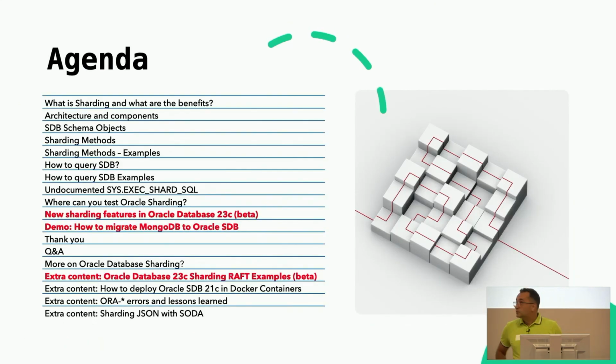Now, what's the agenda for today? Very quickly, we're going to talk about what sharding is in general, what the architecture is, what the sharding database schema objects are, what the basic sharding methods are, and how we can query a sharded database, with a few examples. Then we're going to talk about one undocumented feature about how to access the DDL for particular shards, and where you can test Oracle sharding, because as of now, if you really want to test from a home lab perspective or even for product evaluation, it's quite difficult to test sharding.